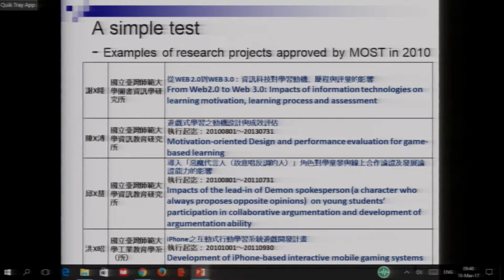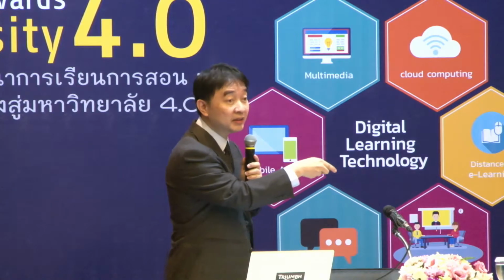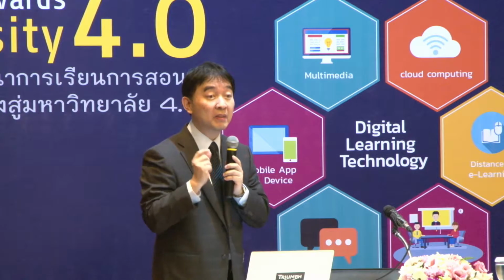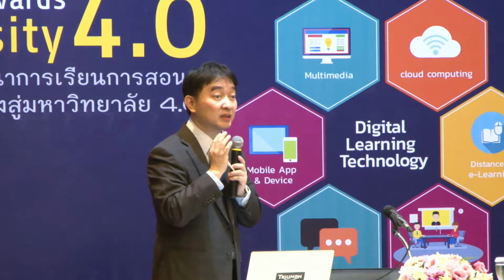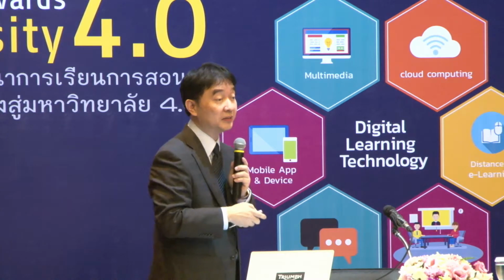But before doing that, let's start with a small test. Can you read this? I need to do a small test to see if you can judge whether a research topic is good or not. These are the topics of a research project approved by the Taiwan government in 2010, 7 years ago. The Taiwan government approved this project. Let's see what the title of this project is.